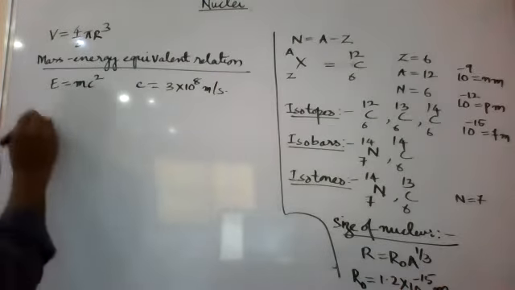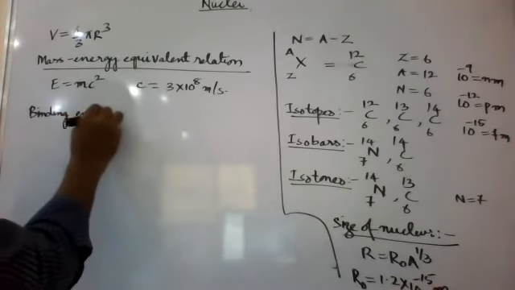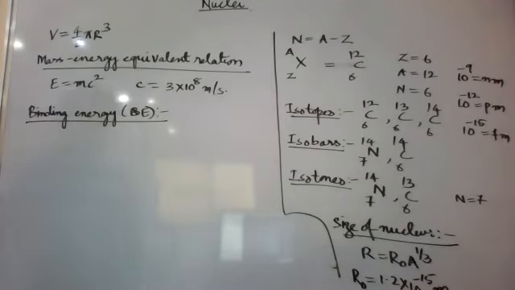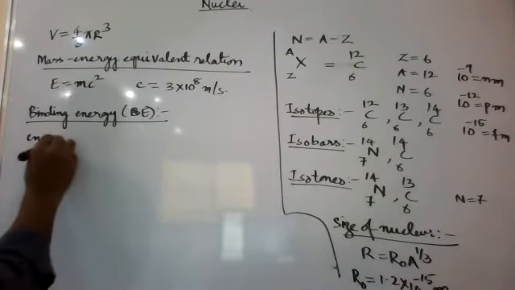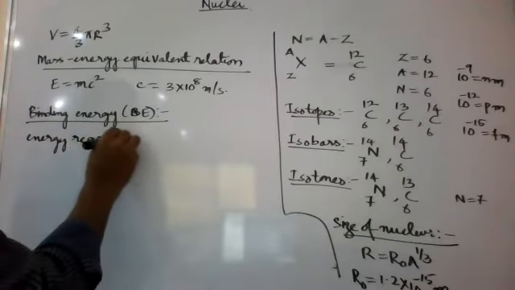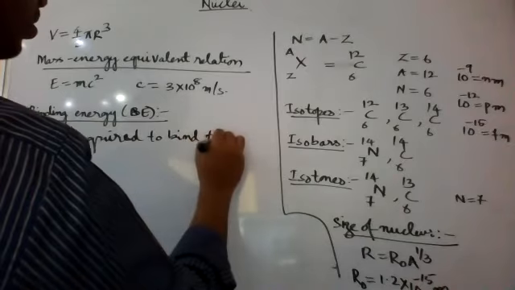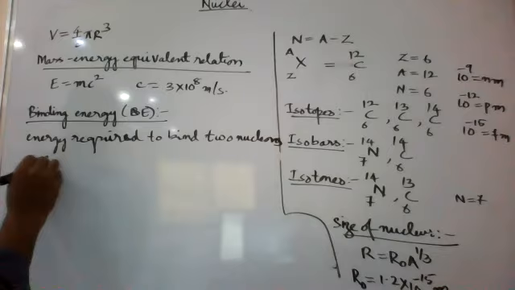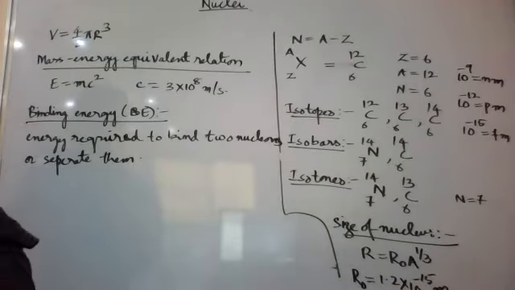Next one is binding energy. What is binding energy? Energy required to bind two nucleons. What are nucleons? Protons and neutrons together are known as nucleons. So binding energy is the energy required to bind two nucleons, or to separate them.